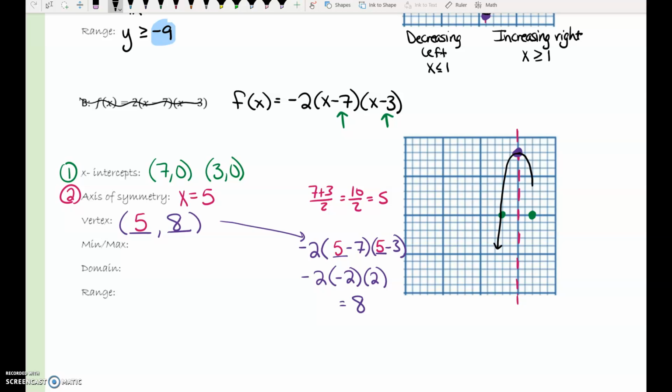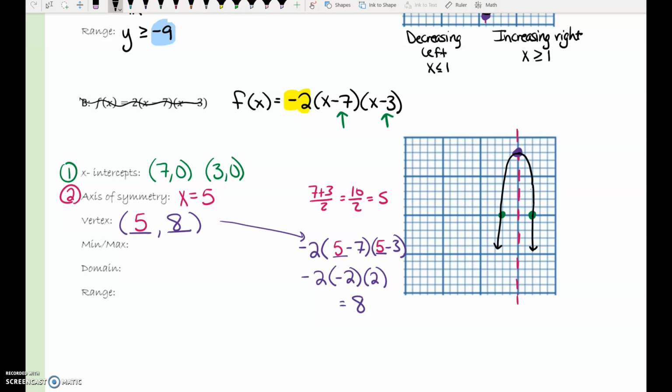All right, this parabola feels a little bit more narrow. Is it surprising that it feels a little bit more narrow? It has a 2 in front. That's going to make the graph more narrow. This graph opens down. It has a negative in front. That's going to make the graph open down.